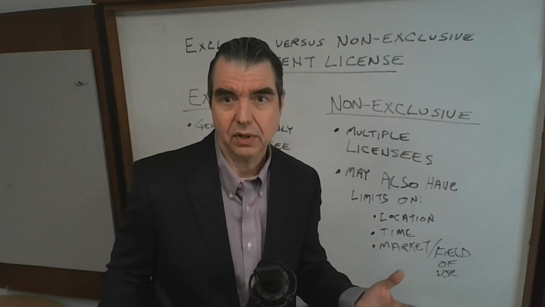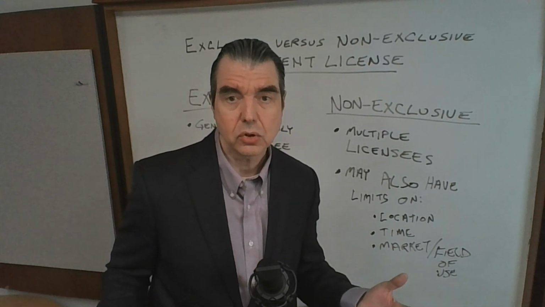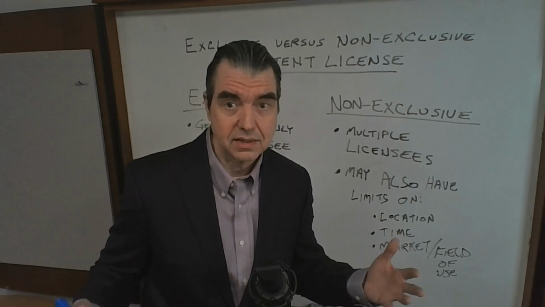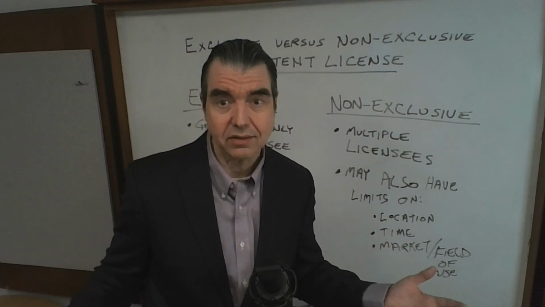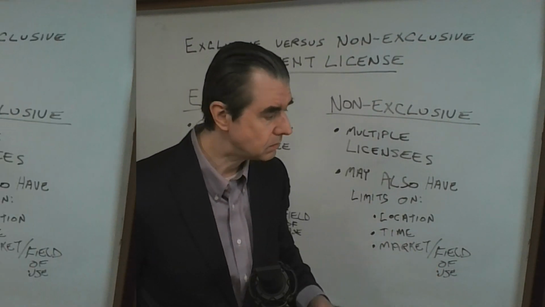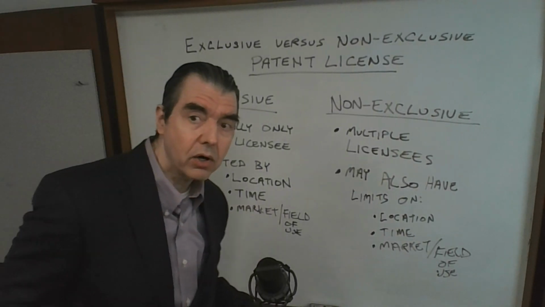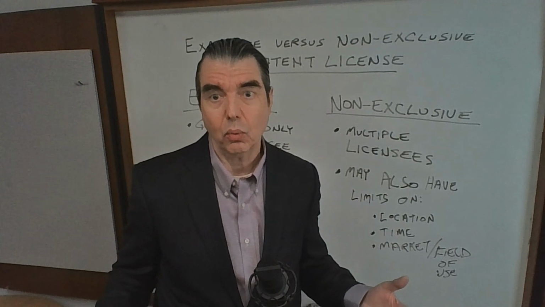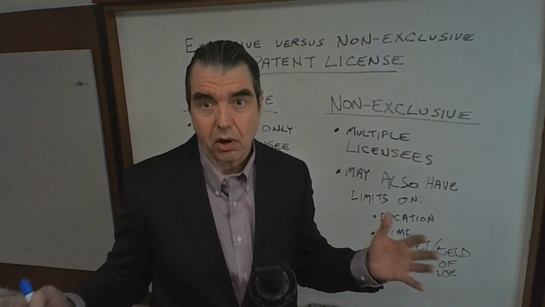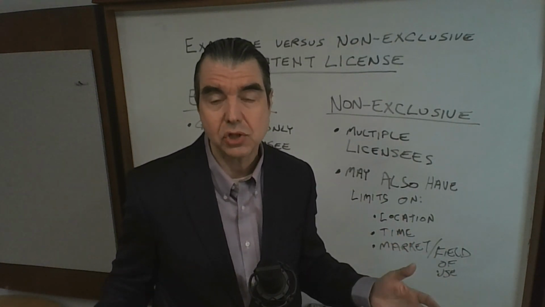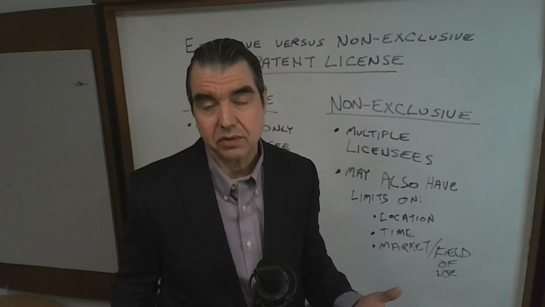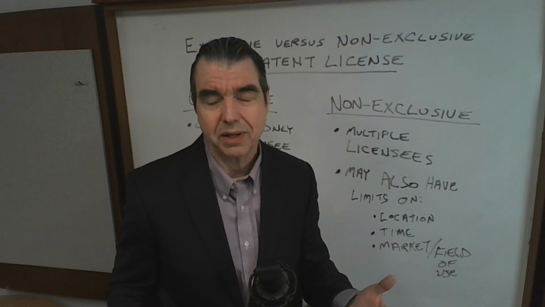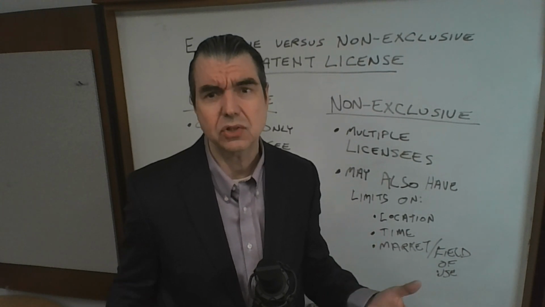The term of the license could be limited to a certain number of years rather than extending out the entire term of the patents that are being licensed. The market or field of use. Your patent may be applicable within different areas of the market or different areas of technology, and you may limit the licensee to using the patented subject matter only for a certain market segment or for a certain technology segment.